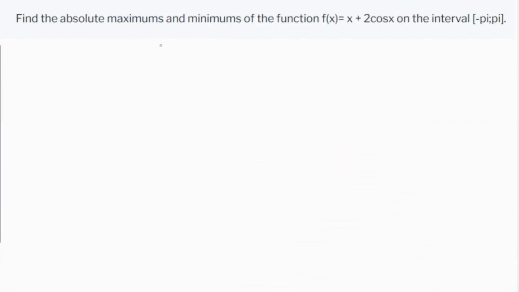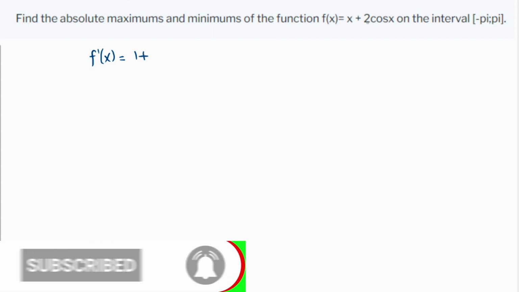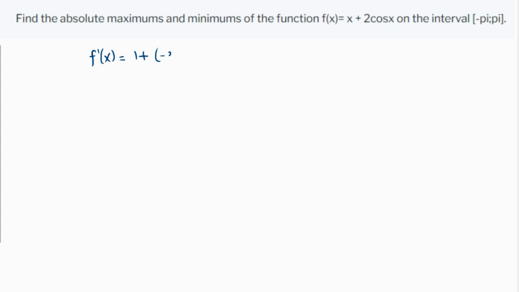We have to find the absolute maxima and minima of the function f(x) = x + 2 cos x in the interval of negative pi to pi. So definitely for maxima and minima, we find f prime x and hence the critical points. Differentiation of x is 1. Differentiation of cos is minus sine, so that's 1 minus 2 sine x.